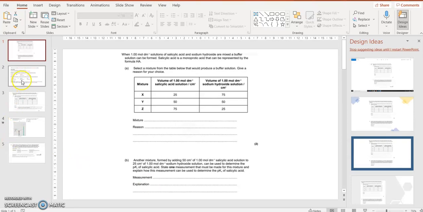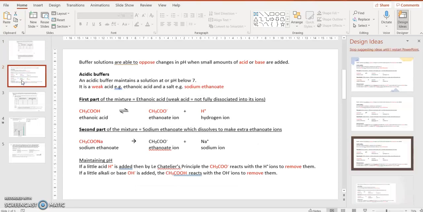I'll just go through a tiny bit of theory first of all. So what is a buffer solution? Well, a buffer solution prevents changes in pH. It opposes changes in pH. You can add a little bit of acid or a little bit of base, and the pH doesn't change very much at all. Sometimes they're called acidic buffers: you get a weak acid, and you mix it with its salt. I'll explain what that means in a minute.